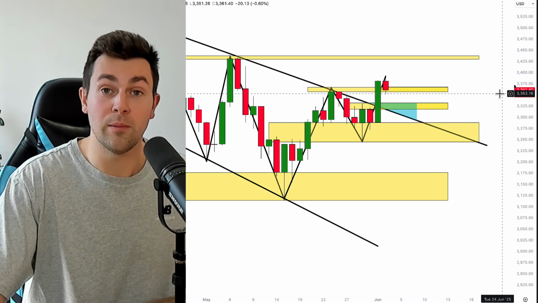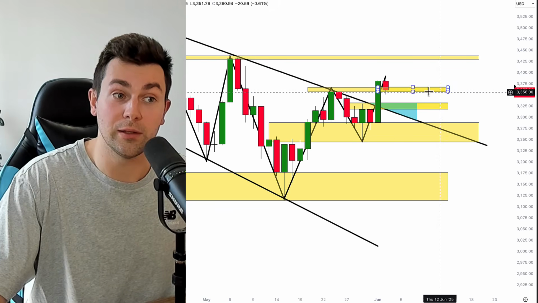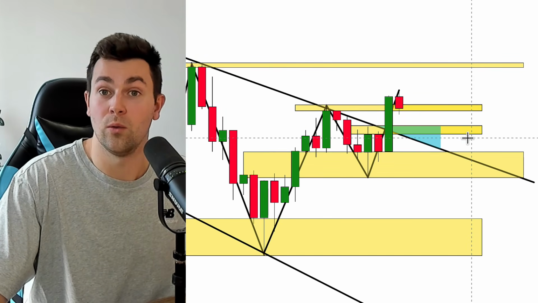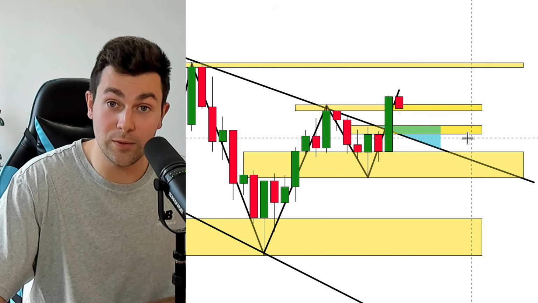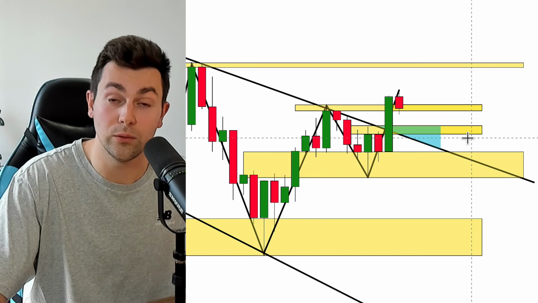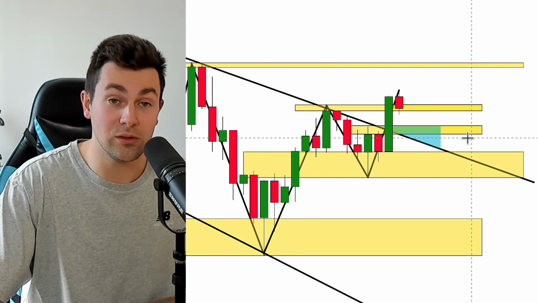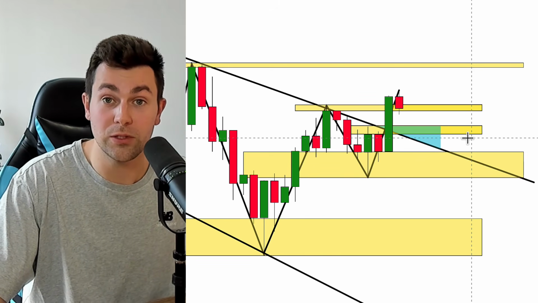So here, multiple time frame analysis comes into play, and after a test of one of the zones, your task will be to look for a confirmation signal. Your task will be to look for an intraday bullish confirmation. And let me show you how to do that.